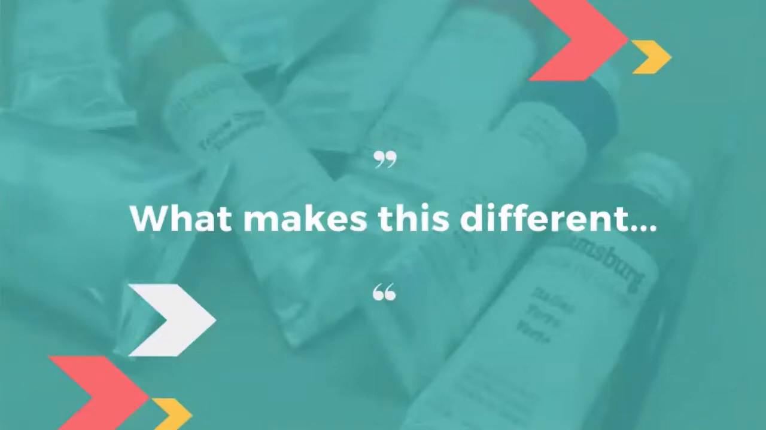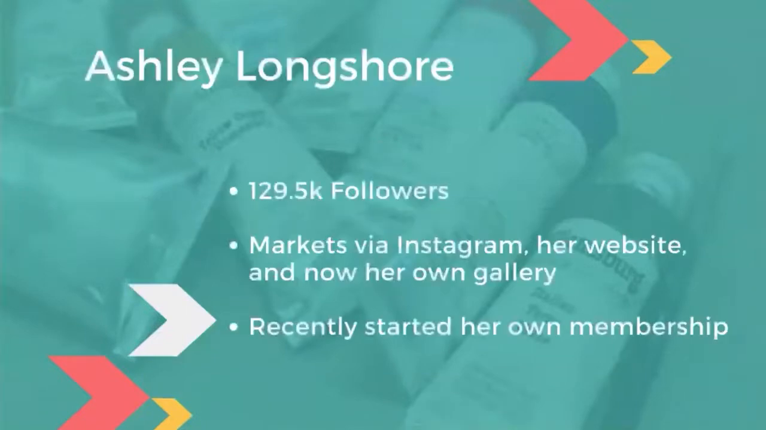One single platform is not the answer to everyone's solution. And there are plenty of artists who are making a living, a comfortable living, and then some online. We're going to look at some examples. Ashley Longshore is an artist in New Orleans. She has over 129,000 followers on Instagram and countless others on Facebook and her website. She markets via Instagram, her website, and now her own gallery on Magazine Street.